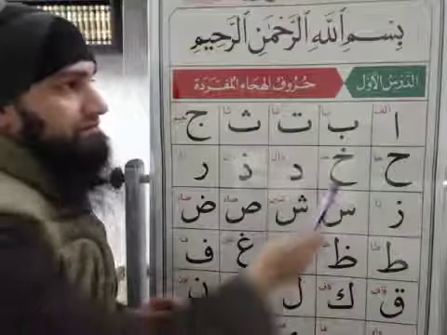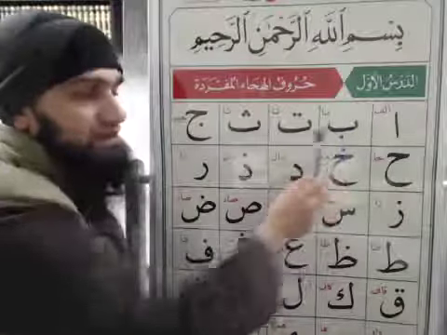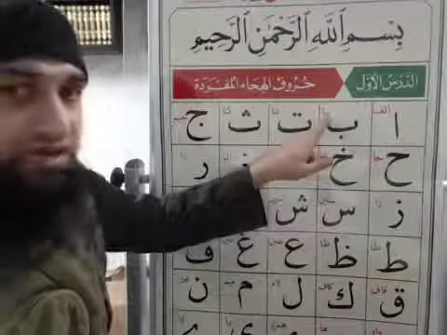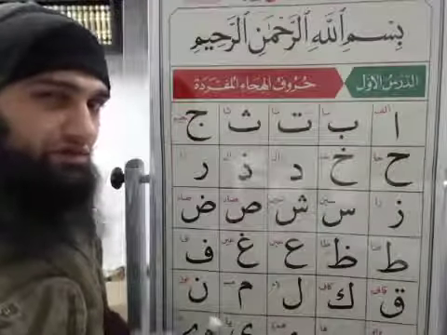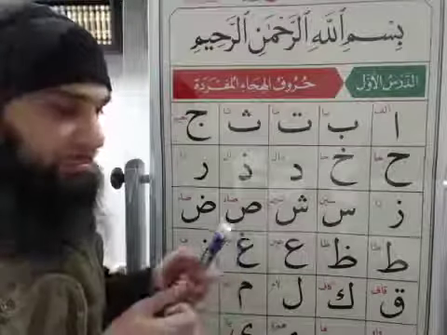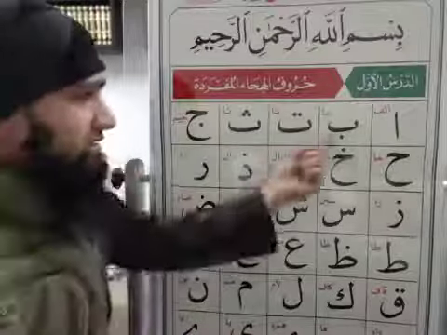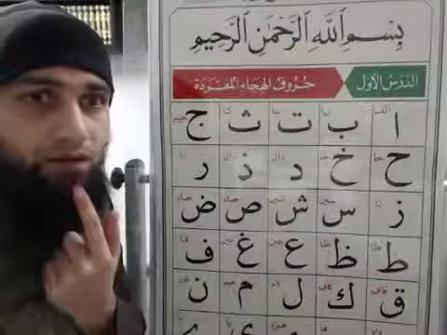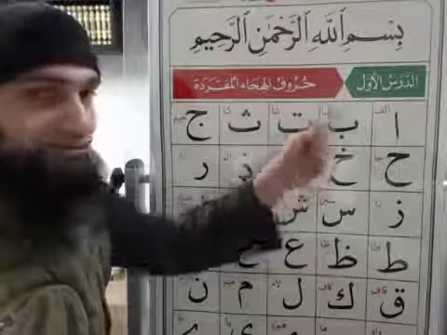Next letter is the letter Ba. If you look at the name of it, it ends with Alif. We said the Alif is used for what? Does it have a sound? No, this is the only letter that doesn't have a sound, but it is used for stretch. So the sound of this letter is B, which comes from the lips. It is elongated, stretched because of the Alif following it.